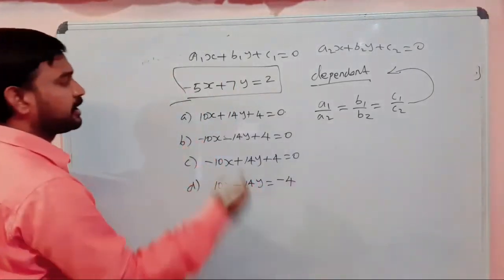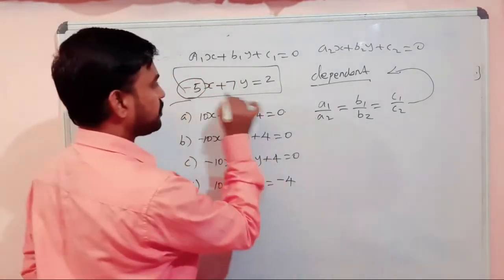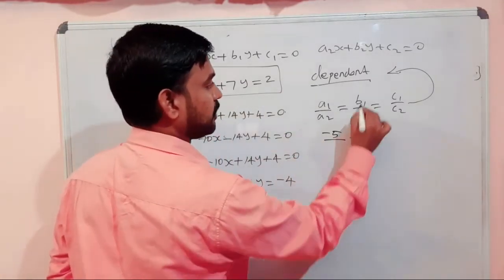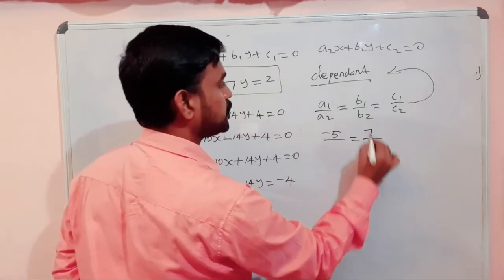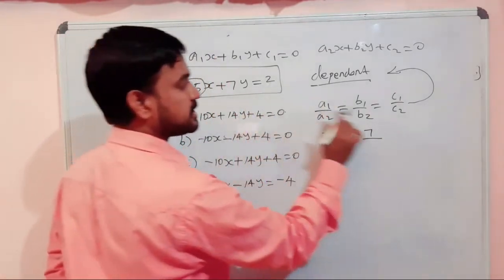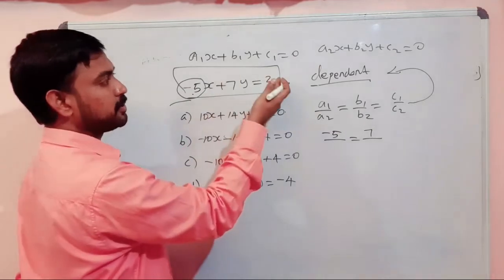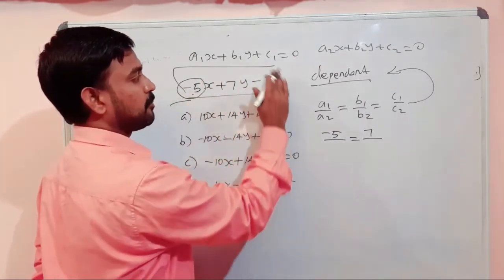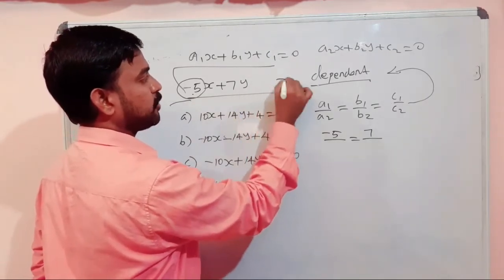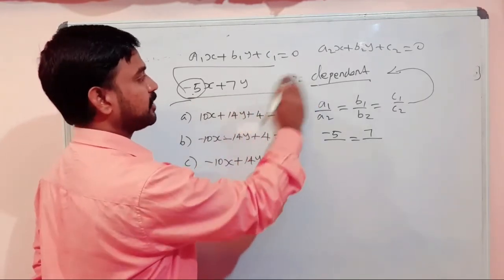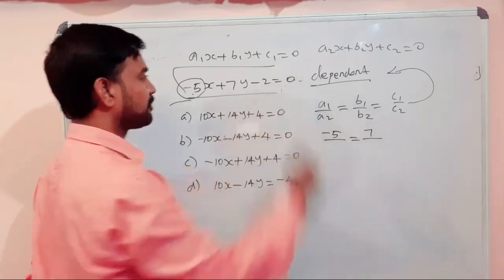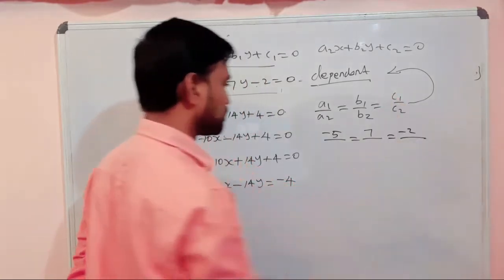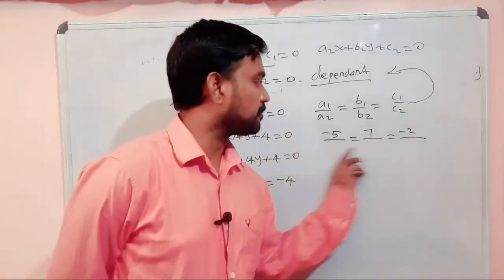So we can check that. Here minus 5 is there. This is the first equation, so a1 is minus 5 divided by a2. And what is b1? b1 is 7 by b2. We can identify from this. And c1: the 2 is on the right side. Take it to the left side, it will be minus 2, so minus 2 is equal to 0. So my dear students, what is c1? c1 is equal to minus 2. So minus 2 divided by c2. All these ratios have to be equal.